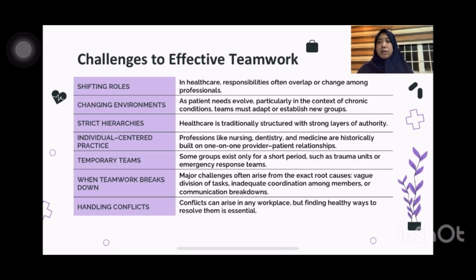7. Handling conflicts. Conflicts can arise in any workplace, but finding healthy ways to resolve them is essential. This becomes particularly challenging in a busy hospital general ward, where a heavy workload or emotional stress can make even a small misunderstanding feel overwhelming.